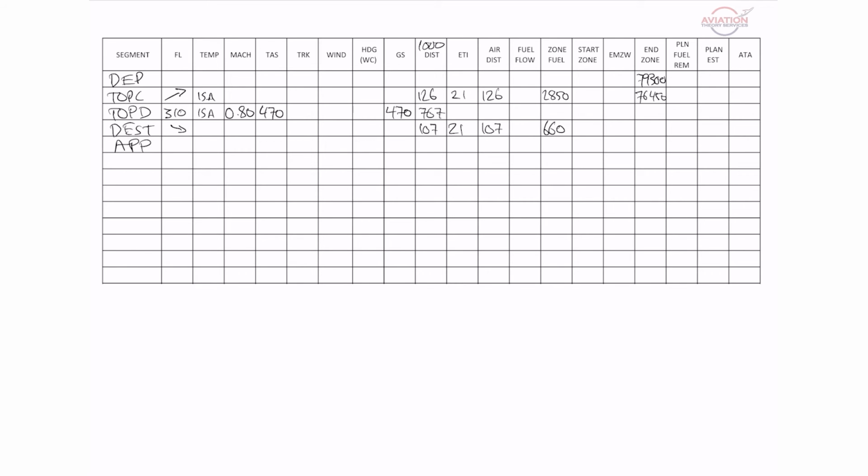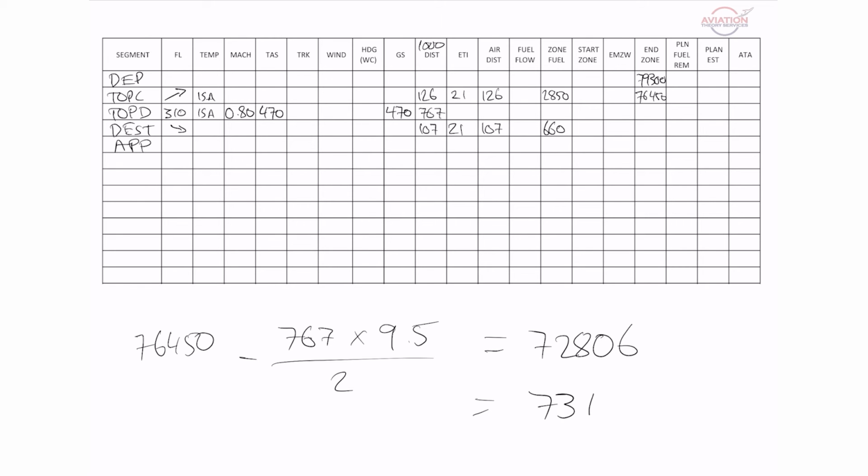We have a distance of 767. We'll multiply that by the SAR. For Mach 0.8, it's 9.5. Get this number divided by 2, and we'll take that off our start zone weight, which is our top of climb weight of 76,450 kilos. That gives us an estimated mid-zone weight of 72,806. We call that 73-ton estimated mid-zone weight, to the nearest 1 ton.